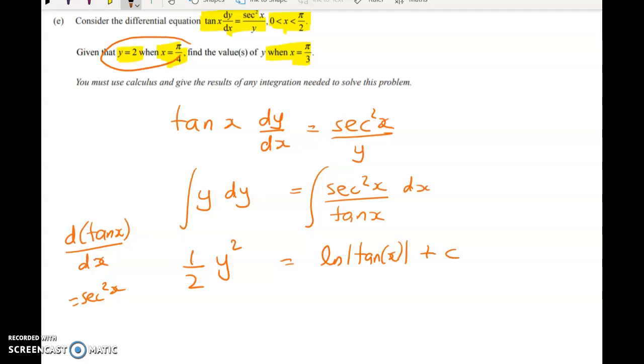So now, instead of trying to get an expression for y, let's just substitute in here, right? Remember that we can do that at any stage in the working. So when y is 2, x is pi on 4. So 1/2 of 4 is equal to the log of, so tan of pi on 4 is simply 1.